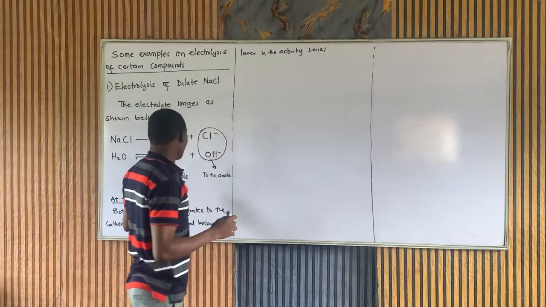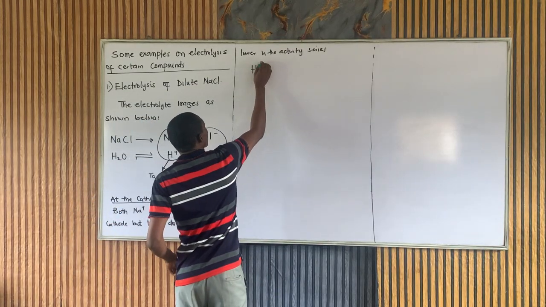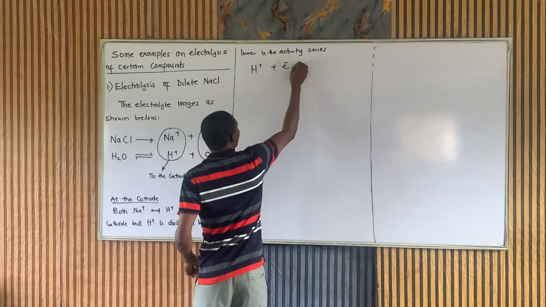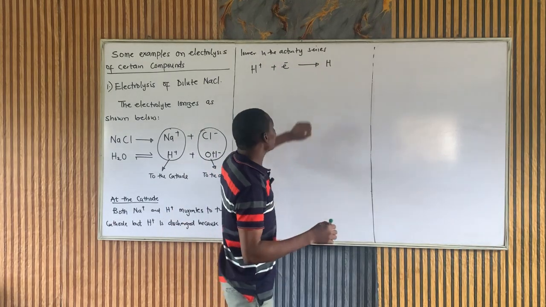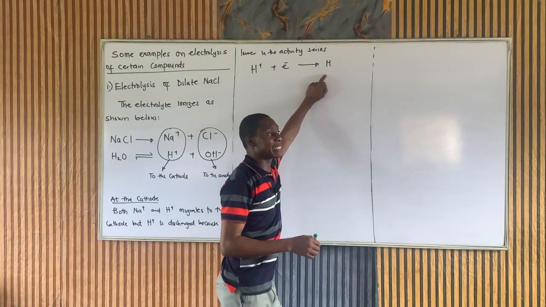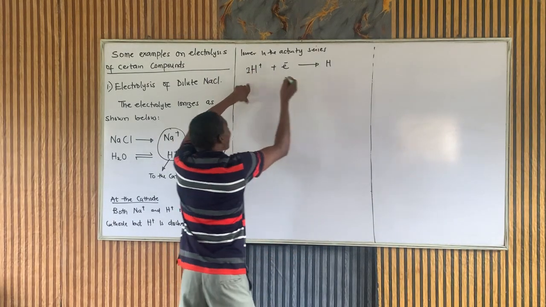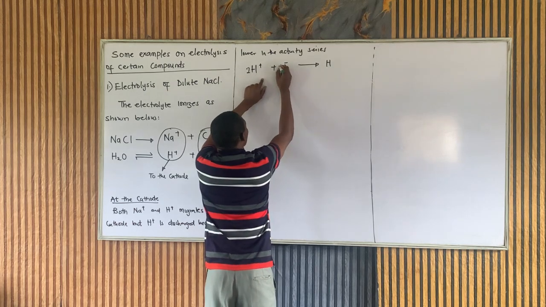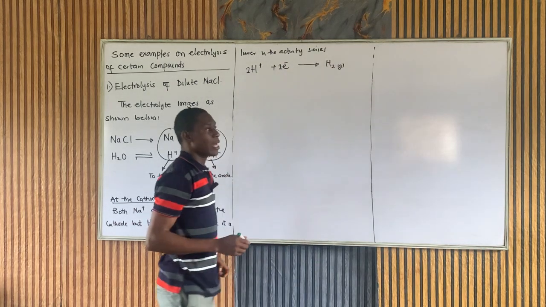So what happens when hydrogen gets to the cathode? It accepts an electron and becomes discharged as hydrogen. But you see, hydrogen is not discharged as an element, it's discharged as a gas. So we need another hydrogen again to accept another electron. That is now two hydrogen ions accepting two electrons and being discharged as a gas. And this is what happens at the cathode.